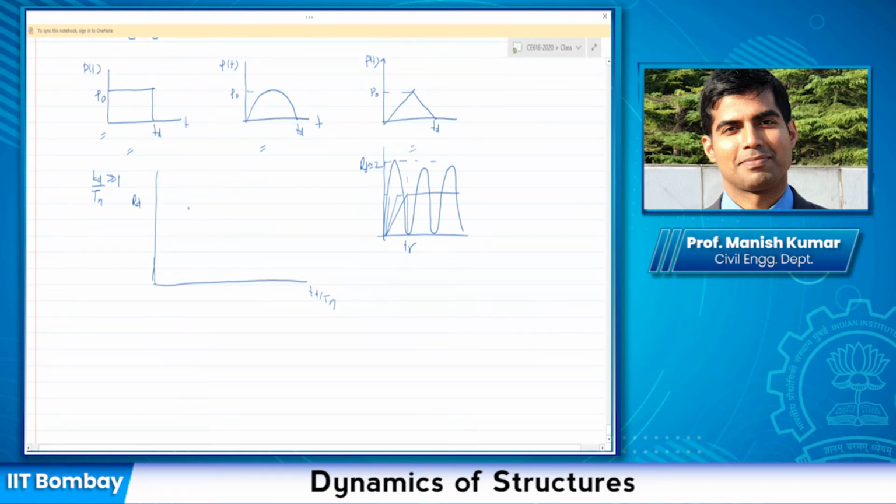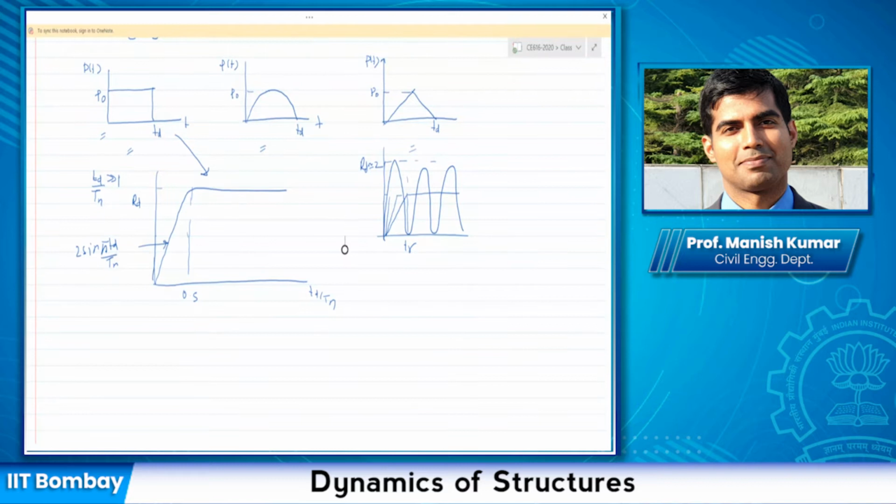We saw that up to a value, it goes like this. Remember this curve, and this is horizontal. This was 0.5, before which, remember, this was 2 sine pi Td by Tn. So this was the expression for the rectangular pulse. The maximum amplification could already go up to a value of 2 depending upon the Td by Tn value.